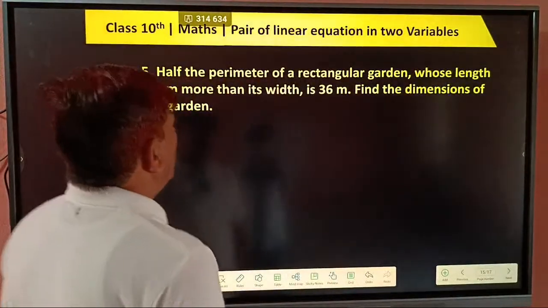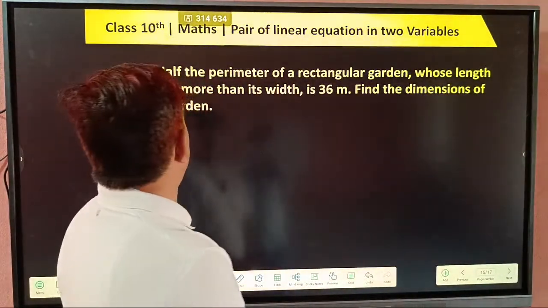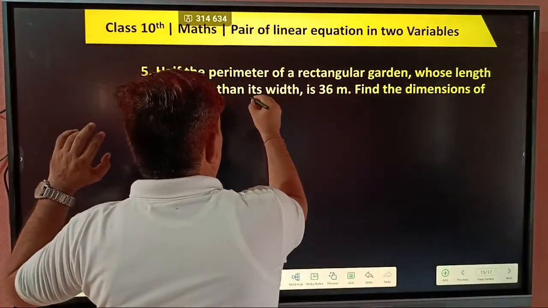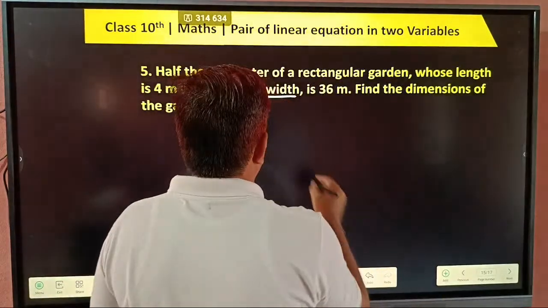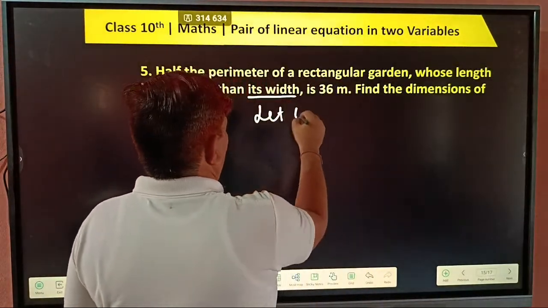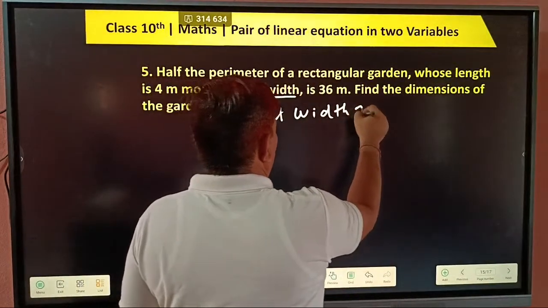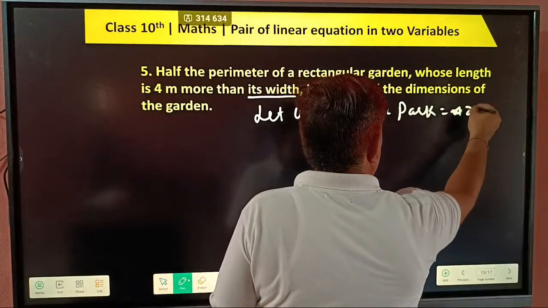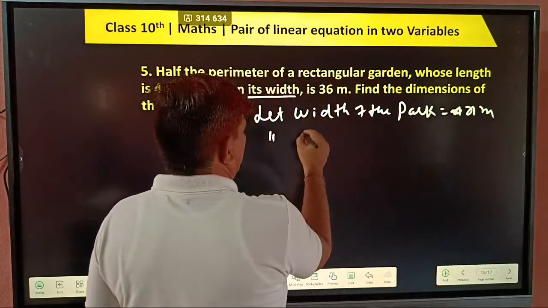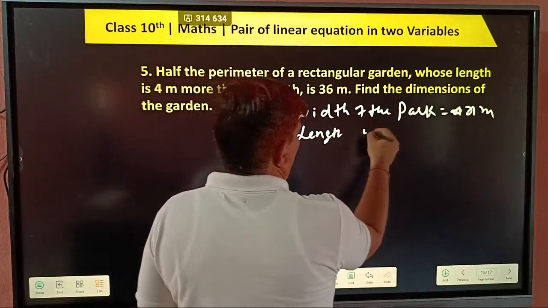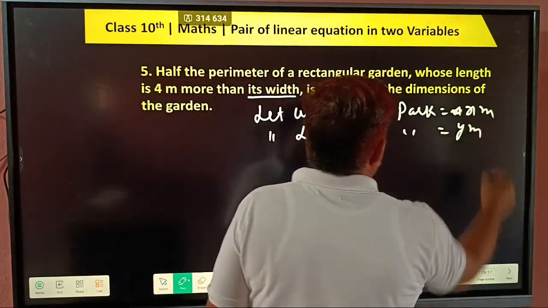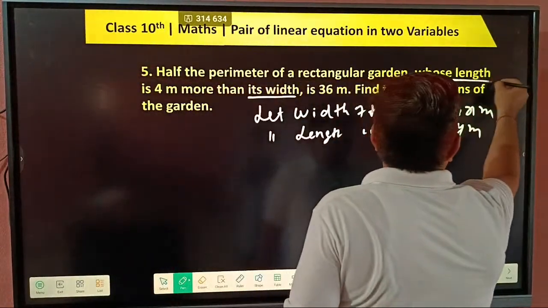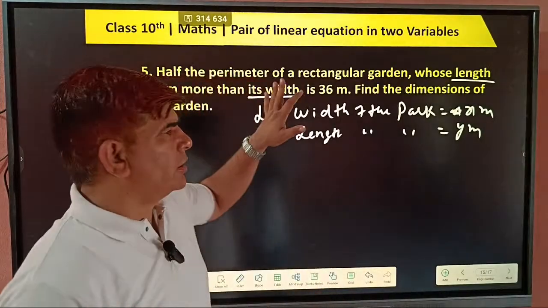Question number 5. Half the perimeter of a rectangular garden whose length is 4 meters more than its width. So for this question we can start from here. One equation is here. Let the width of the park be x meters. Let the length of the park be y meters. And it says the length is 4 meters more than its width.